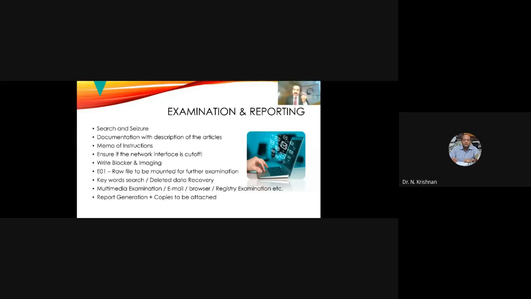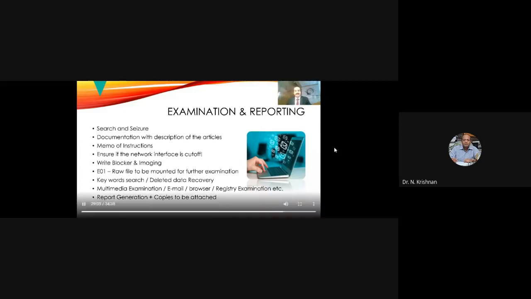And there are both hardware write blockers and software write blockers. So E01 is the file. It is the raw file. When I say raw file, that is the image file. That is a standard image file, which is derived from the imaging process, and that will be used for further examination by the examiners.